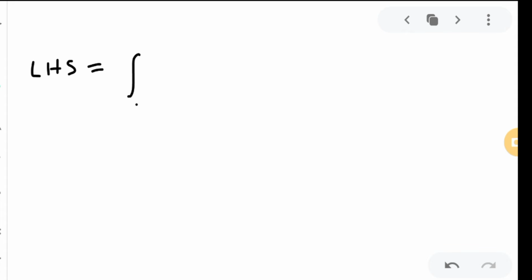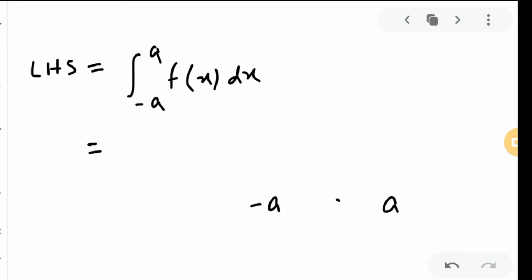LHS is the integral from minus a to a of f(x) dx. Correct? And this I can write as, since it is minus a to a, just I am making it like this on the real line. So this is minus a, this is 0, this is a. Correct? So minus a to a I can break into two limits, minus a to 0 and 0 to a. Correct? I can break. Correct?